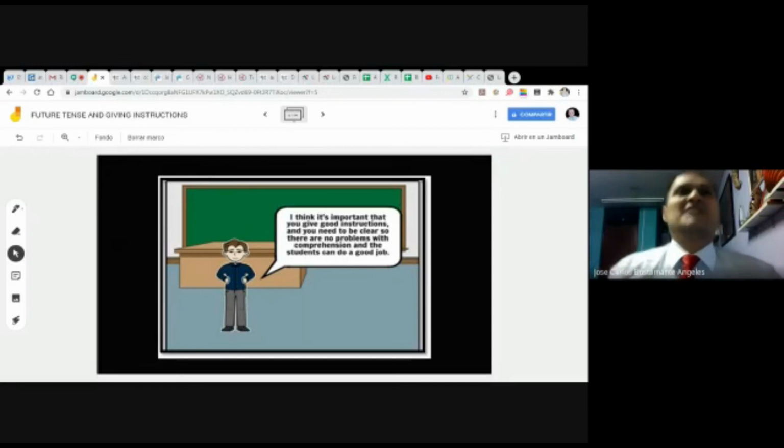So for example, imagine that we are just having an exam and I have to give you the instructions correctly. Of course, I have to be clear, because if I'm not clear, you're not going to comprehend and you're not going to do a good job. You could probably fail the exam, couldn't you? So in order to start giving good instructions, the first thing that we must do is to be clear. Please remember that it's very important to be clear. Okay, let's continue.